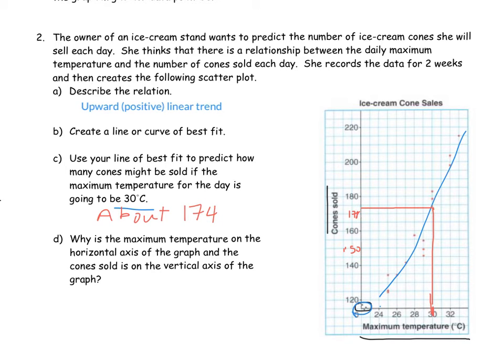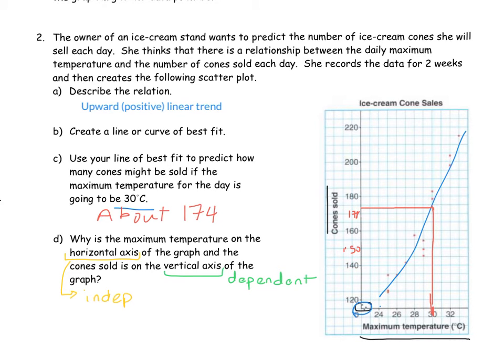Now, why is the maximum temperature on the horizontal axis of the graph and the cones sold on the vertical axis of the graph? What you need to know here is we have 2 variables. One is called the independent variable and one is called the dependent variable. When we're working with this, your dependent variable is the one that goes on your vertical axis, and your horizontal axis gets the independent variable.